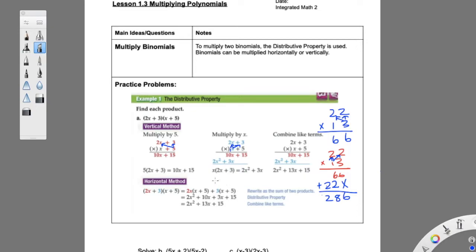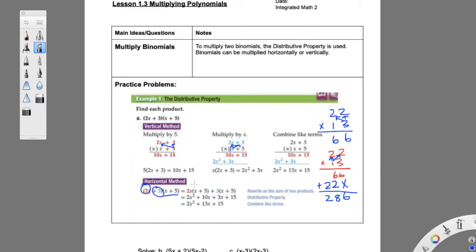So we're going to go from side to side. And what I want you to notice on this one is that they've color-coded these 2x and 3. So they're focusing on this first one. These are our multipliers. And what they did was multiply this whole thing by 2x, and then multiply this whole thing again by 3. So they separated out these two pieces.